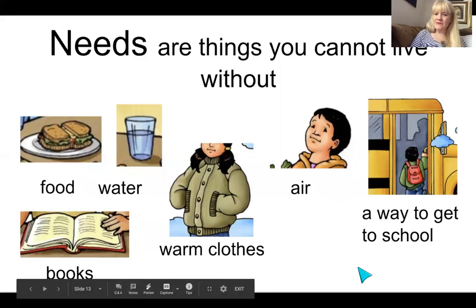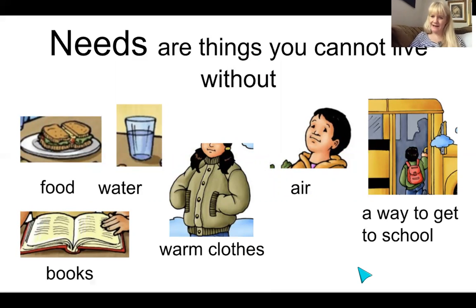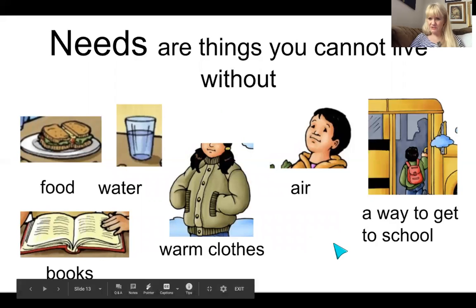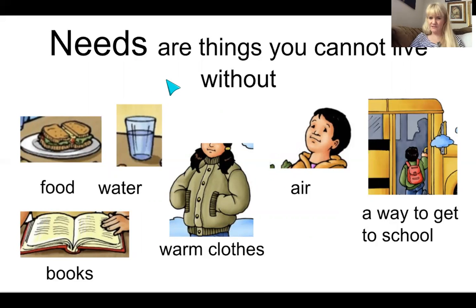Okay, so that's the end of the book. Now let's sort out the differences between the needs and the wants from the book. Here are the little pictures that we saw in the book that were the needs. And let's talk again. Needs are things you cannot live without, things you have to have.